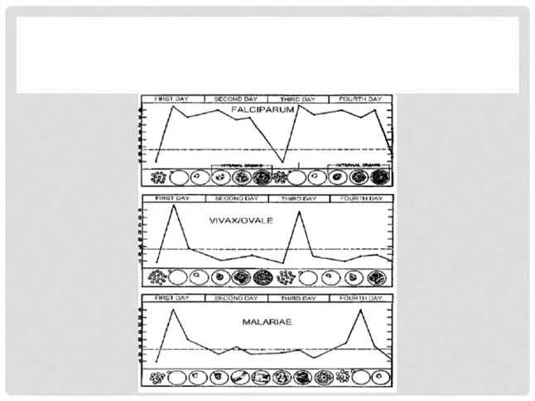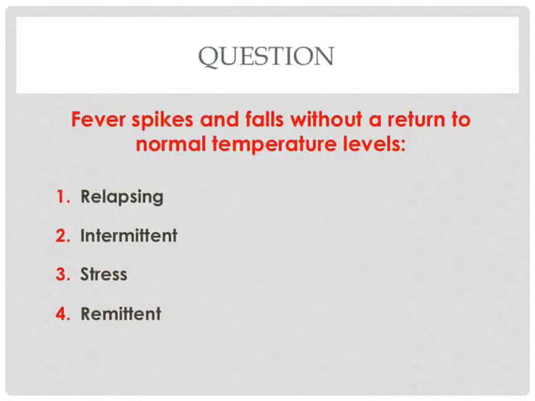So you can see here the graph, which tells you that there's a spike each day with falciparum. Each day you'll see a spike. With vivax and ovale every 3rd day, and then malariae every 4th day. So there's a next question: the fever spikes and falls without a return to normal temperature. So you have a fever spike, it comes back sort of close to normal, but never to normal. Which kind of pattern do you think it is?